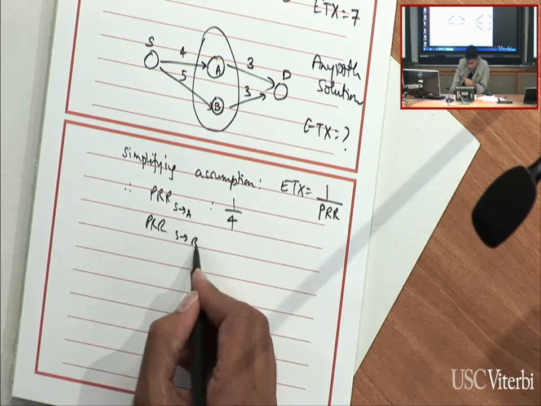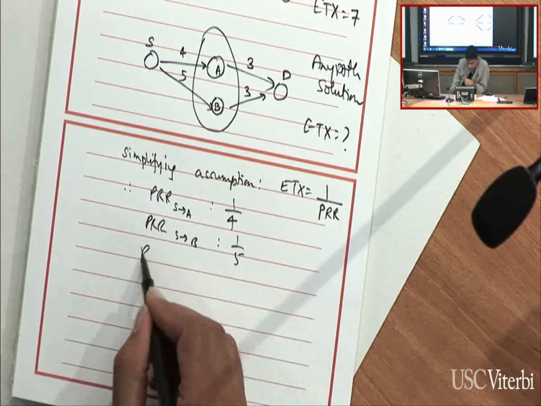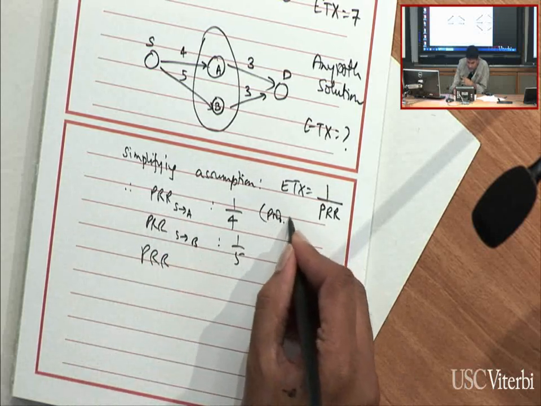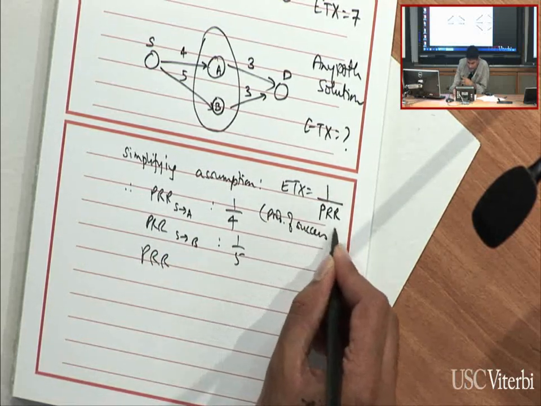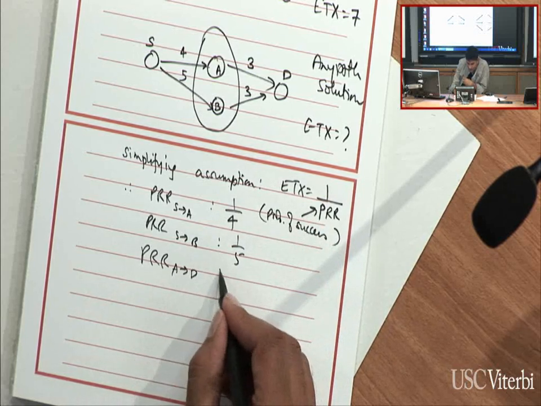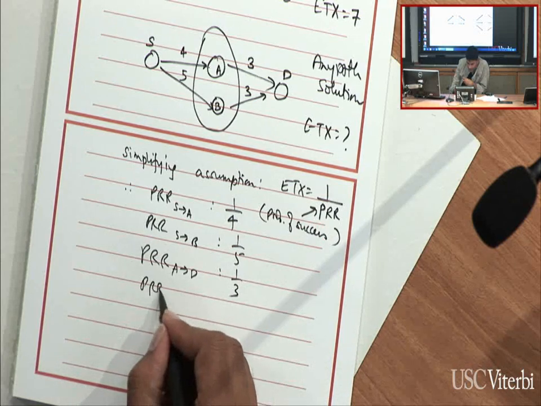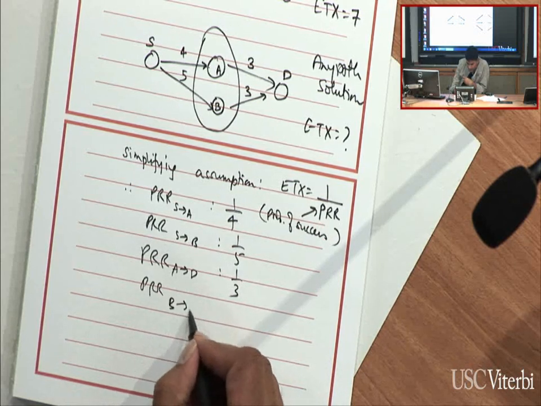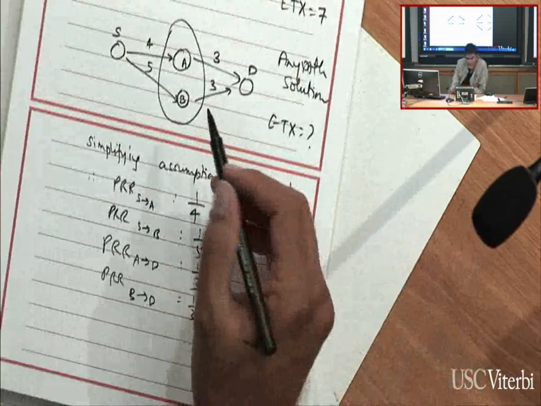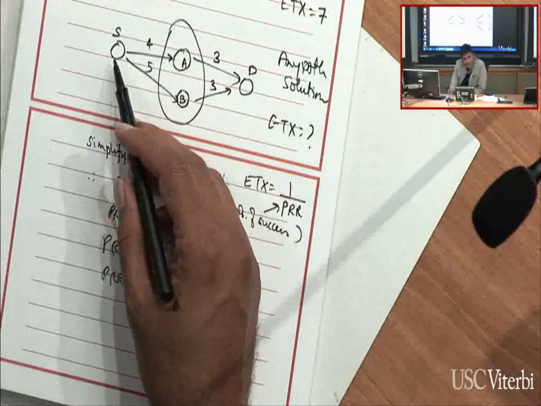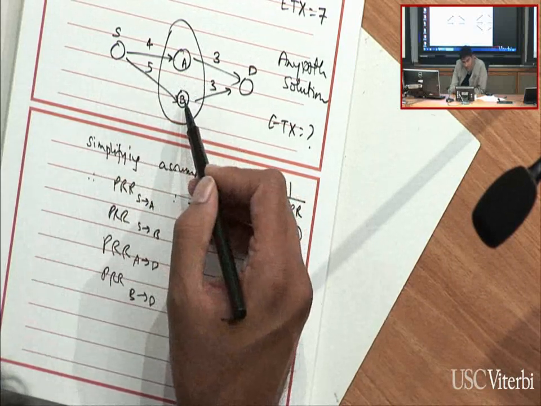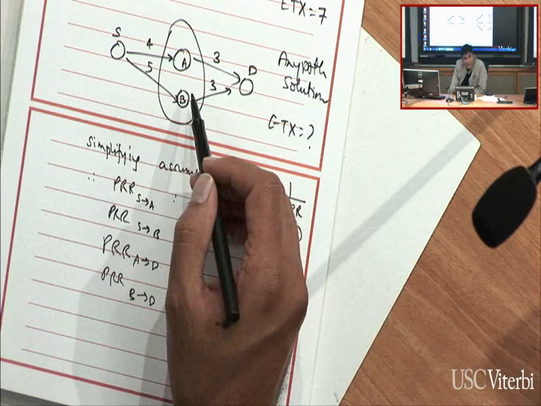PRR for S to B link would be 1/5. These PRRs are also now sort of the probability of success, right? So the probability of success from A to D, that's 1/3. Although we don't need these numbers, but for completeness. So now, what is the algorithm going to do? It's going to send a packet from S. It's going to be a broadcast packet. Both of these nodes are potentially receivers of that packet.